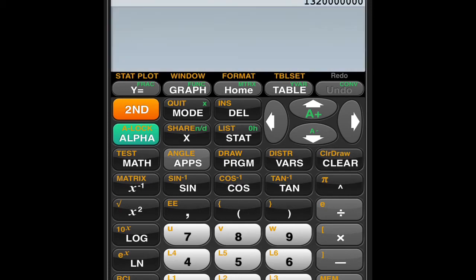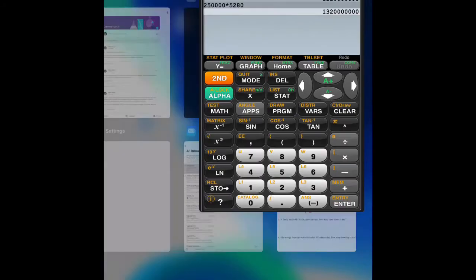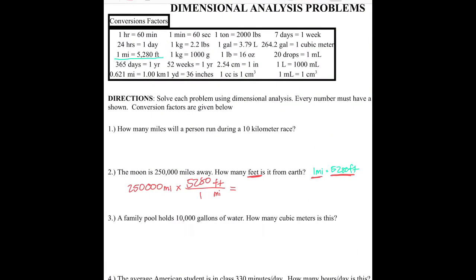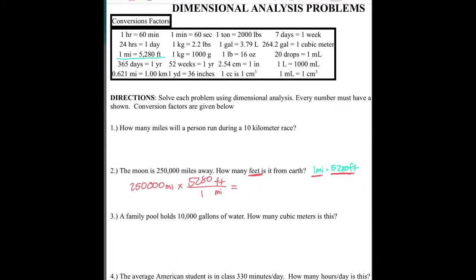So let's see. That's 1, 2, 3, 4, 5, 6, 7 zeros. Okay, so I'm going to go back. Oh, crap. I forgot the answer already. 7 zeros. Okay, 132.